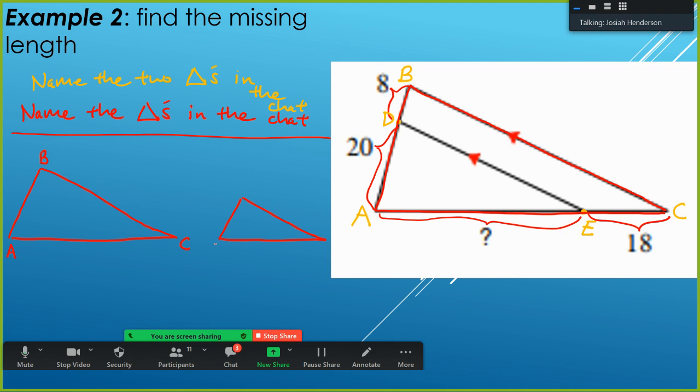So pretend we had scissors, right? And we could literally cut along the lines and cut out ADE. Then we might see something like this. That's what I wanted you guys to practice first, just separating the triangles in your mind and naming them. A, B, C, and AD.